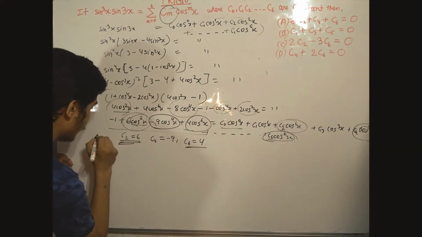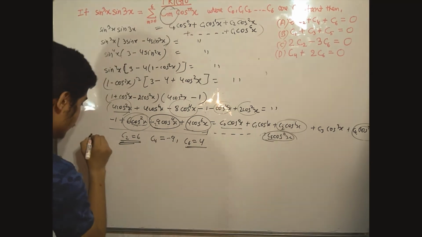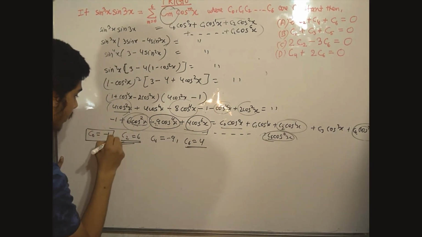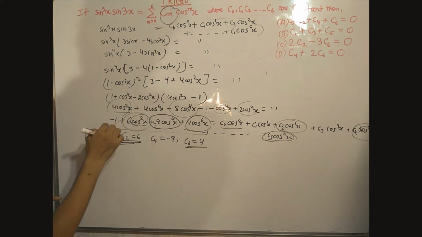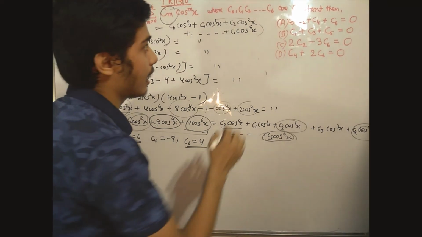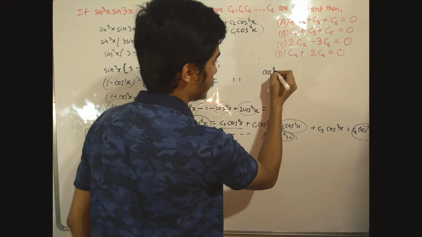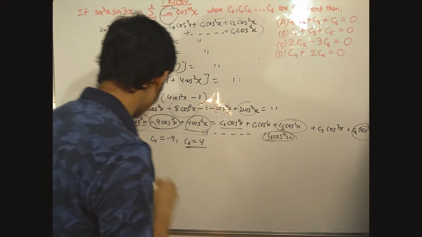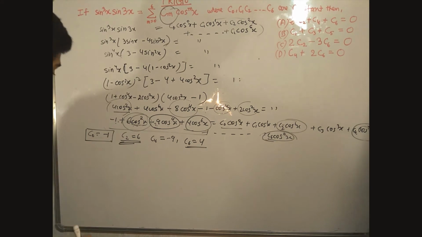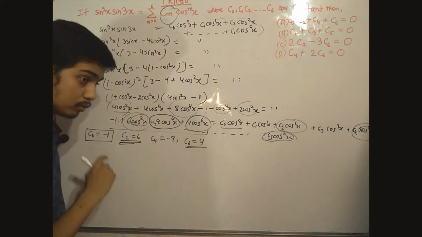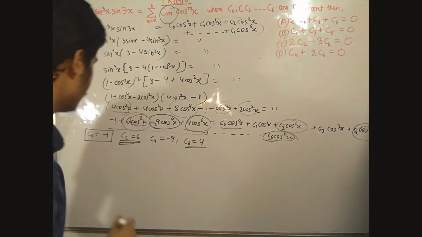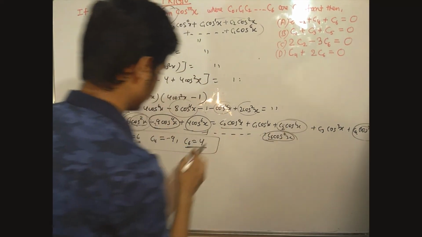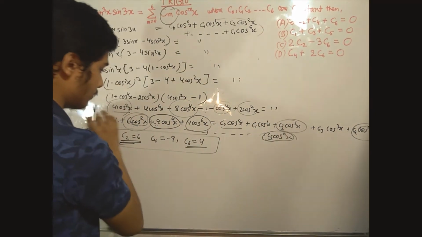Yeah, the value of C0 is equal to -1. Here any cos is not written, and cos to the power 0x is, you know, what is the value of cos to the power 0x? So the value of C0 will be -1.